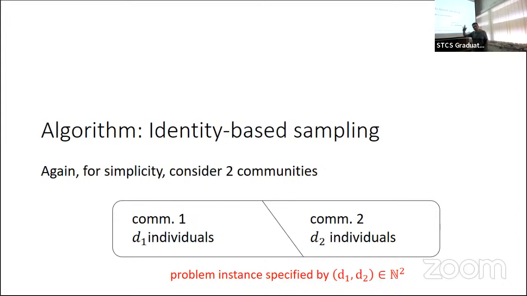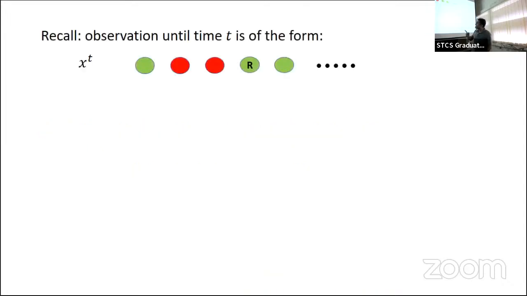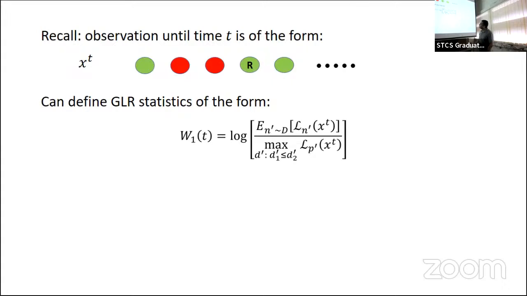Okay, so it's now an infinite instance space that one has to work with in this setting. Now my observation sequence, remember, was that I see the color of the individual, but I also know whether I've seen this person before or not. One can define a GLR statistic analogous to what we did before.